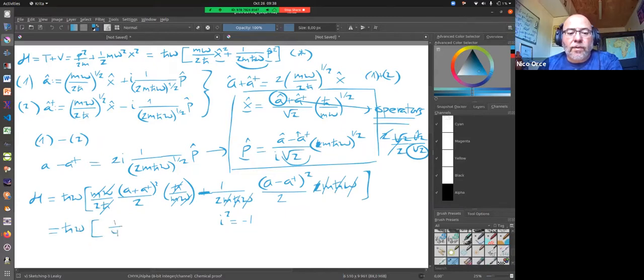1/4 of, let's put the 4 outside here. Let's put 4 here. And then let's see, (a plus a dagger) squared minus (a minus a dagger) squared, with the 2 and 2 making 4, which has gone out here. A minus a dagger squared, right?